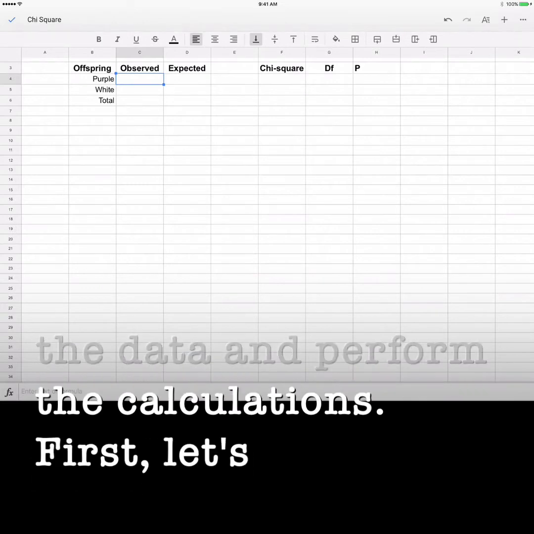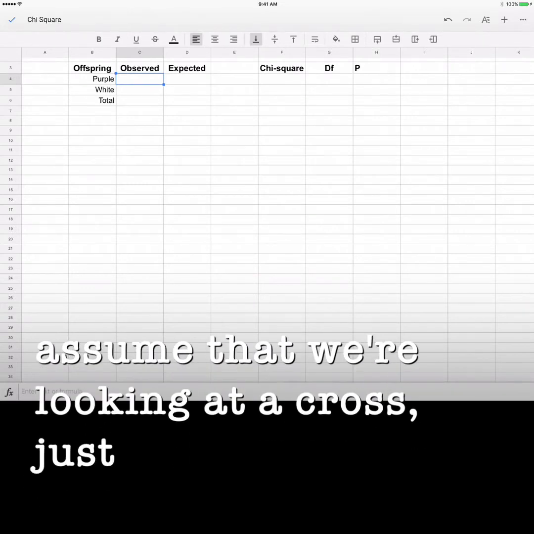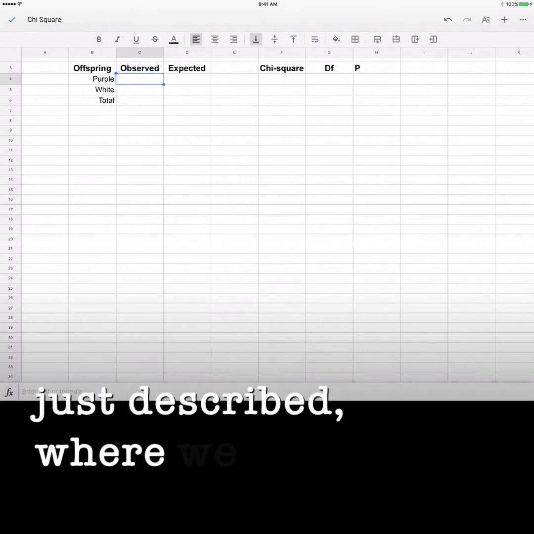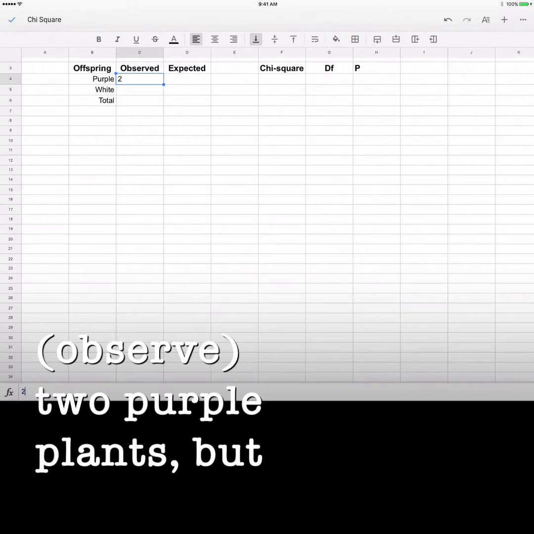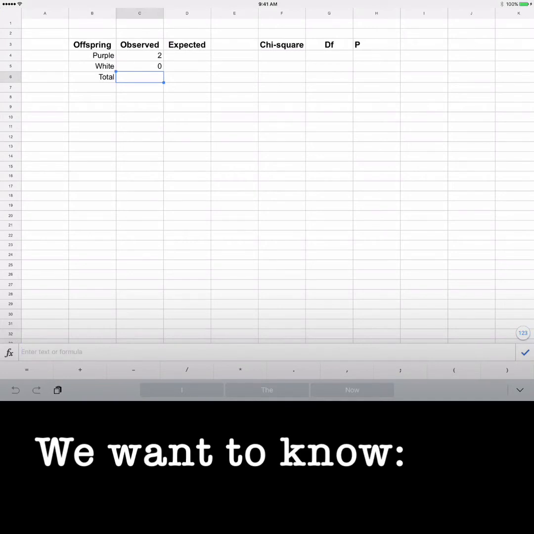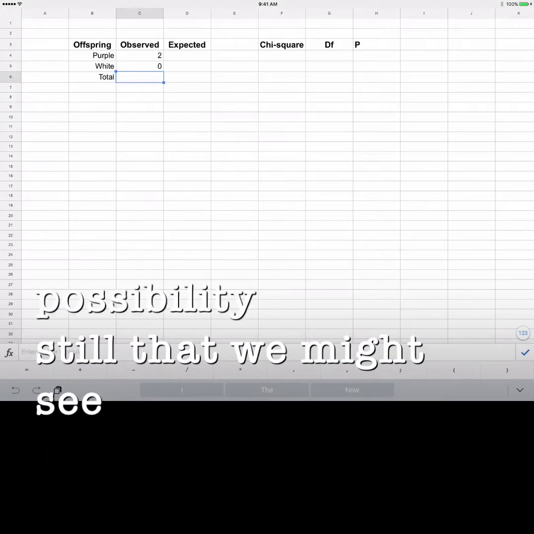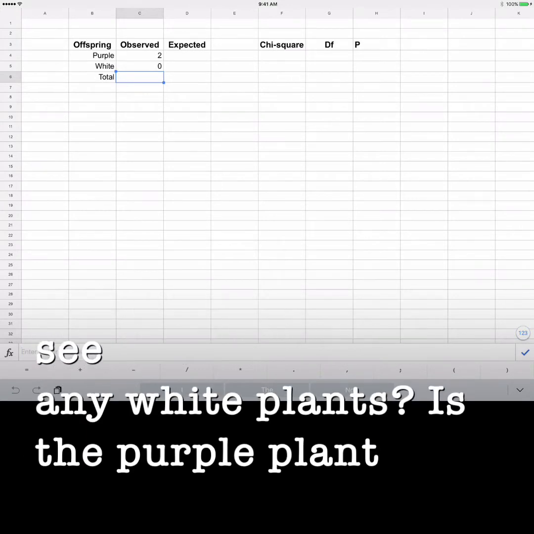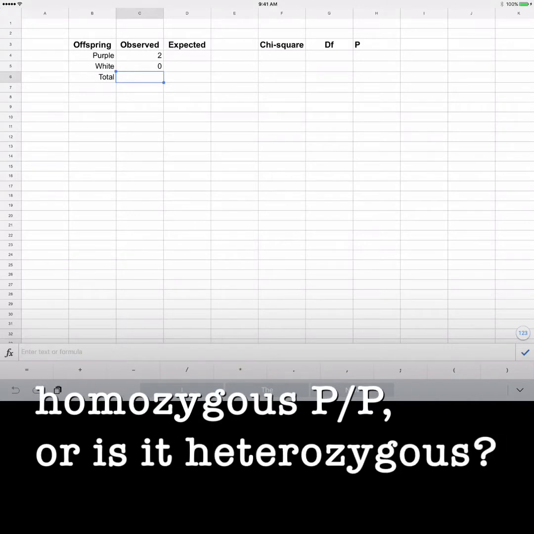the calculations. First, let's assume that we're looking at a cross just described, where we observe 2 purple plants, but 0 white plants. We want to know, is there the possibility still that we might see any white plants? Is the purple plant homozygous P or is it heterozygous?